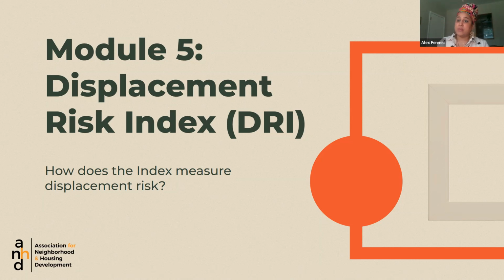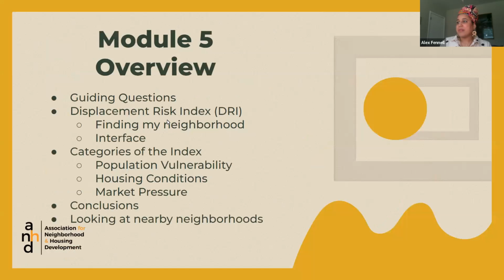And in our last module, module 4, we took a deep dive onto the data. What is the data that's included in the Data Explorer tell us, and what does it look like, and how can we start to understand it and move back and forth between the different views? So today, in one of our final modules, we're going to be talking about the Displacement Risk Index.